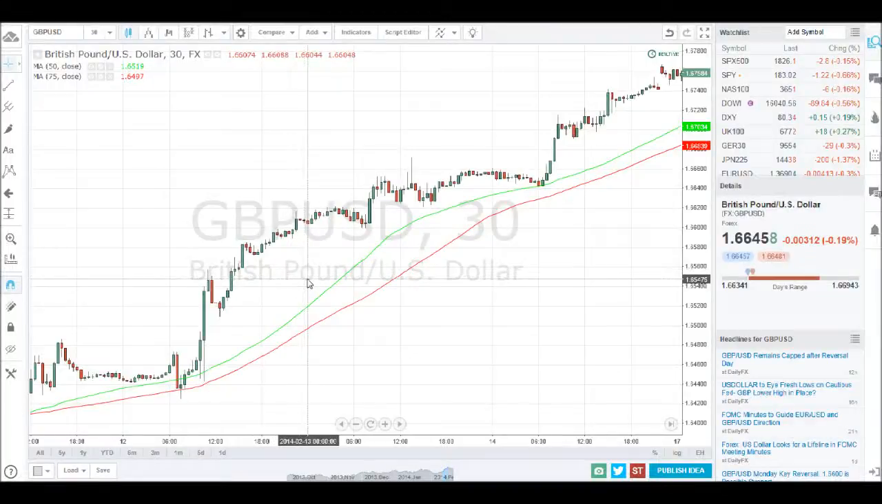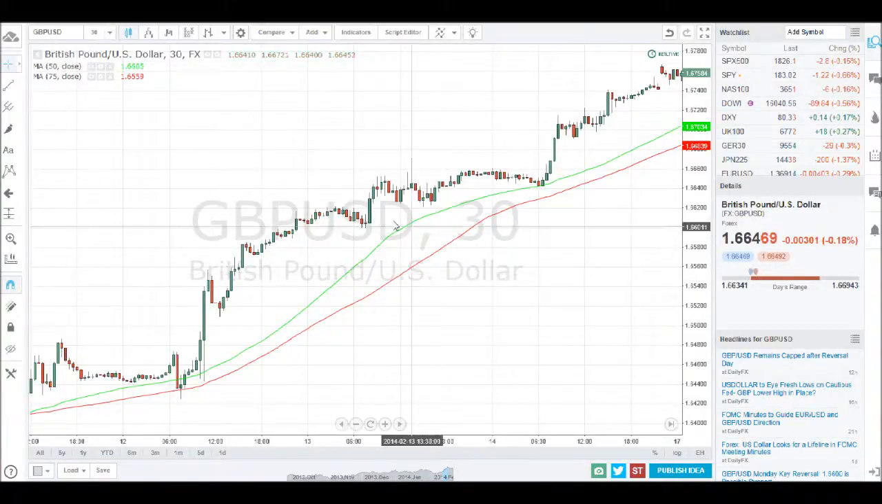This is a 30-minute chart of the pound against the dollar. I have two moving averages on my screen, a moving average of 50, which is the green moving average and can be referred to as the faster moving average, and then I have a slower moving average at 75, which is this red moving average.